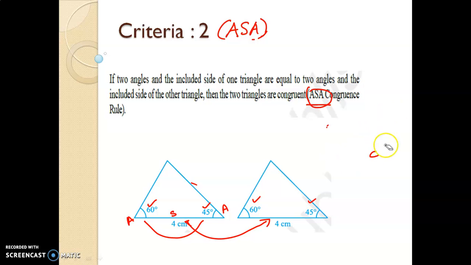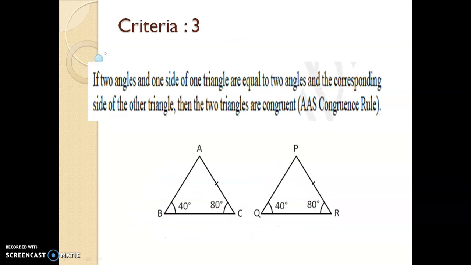So the second criteria is nothing but ASA. And look at the third one. It is AAS. If two angles and one side of one triangle are equal to two angles and the corresponding side of the other triangle, then the two triangles are congruent to each other. This comes under AAS. So the third criteria is nothing but AAS.